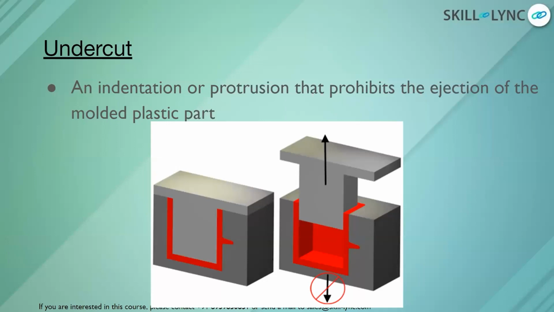Okay, so undercut is basically an indentation or protrusion that prohibits the ejection of the molded part along the main tooling direction, the direction which we have created for the core and cavity. Okay, so we'll try to understand how we can avoid this.